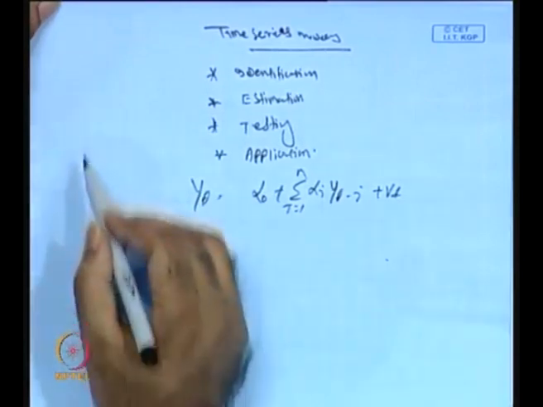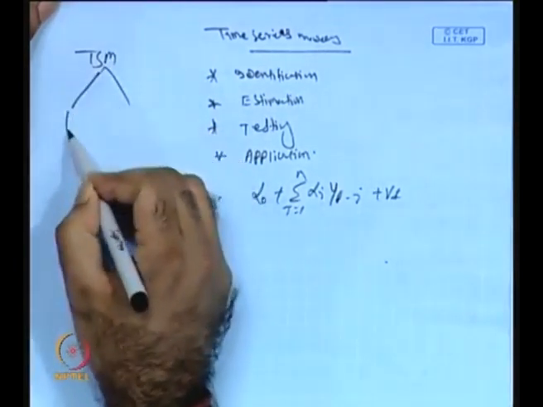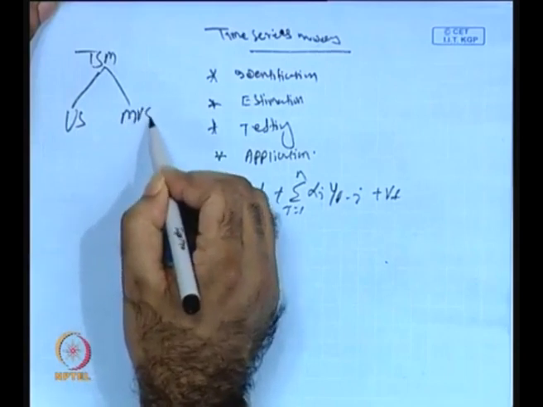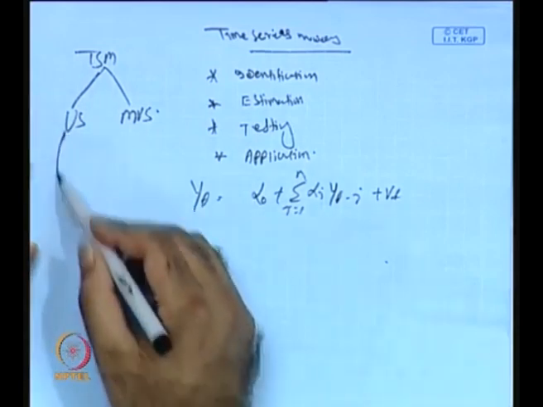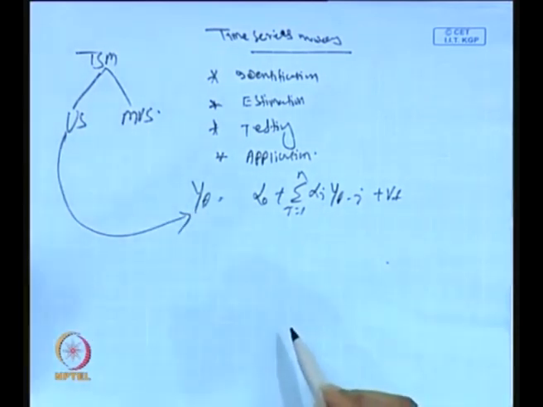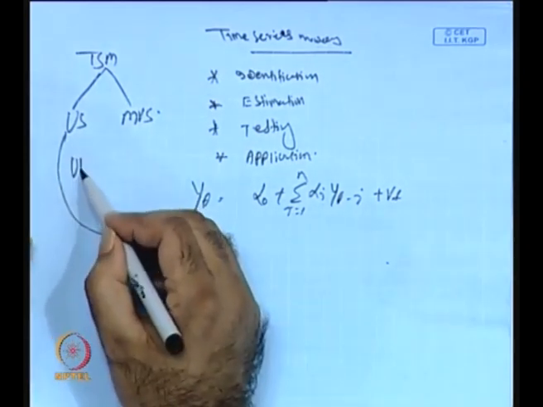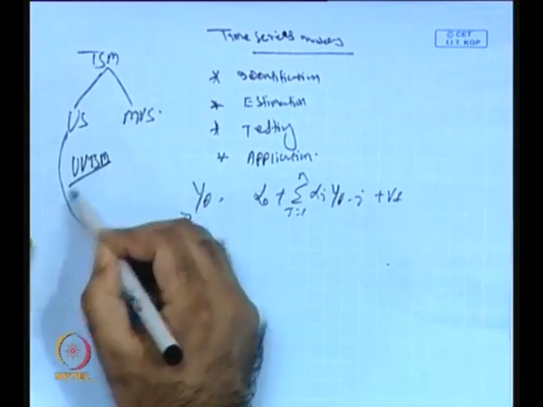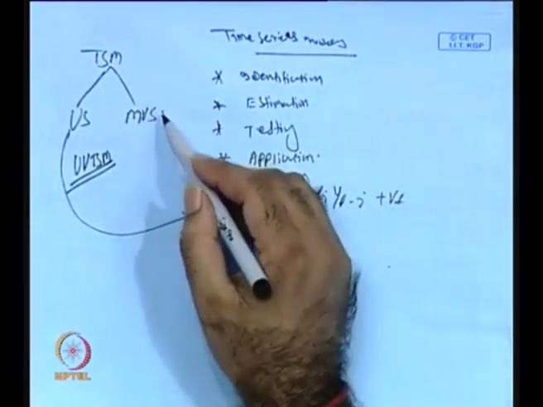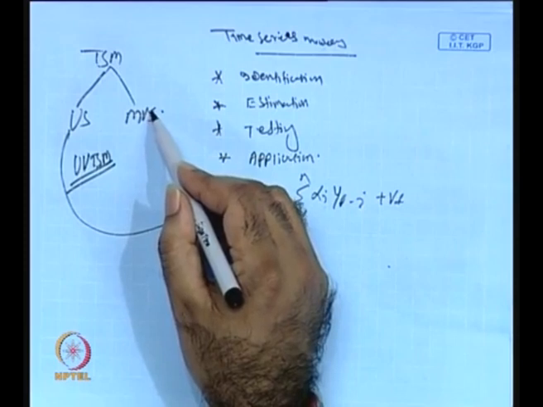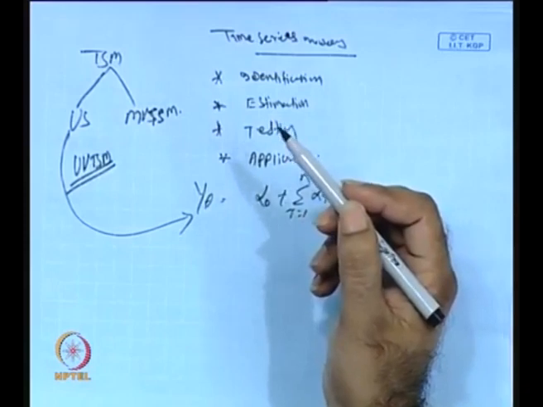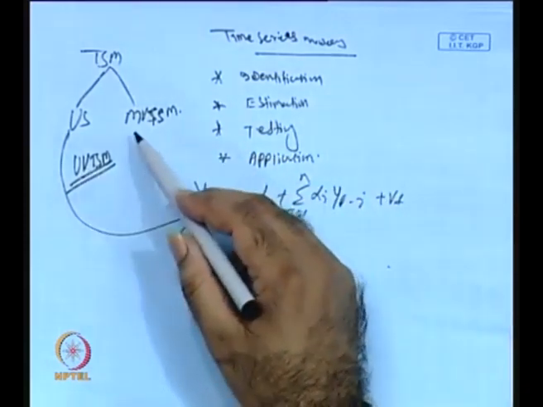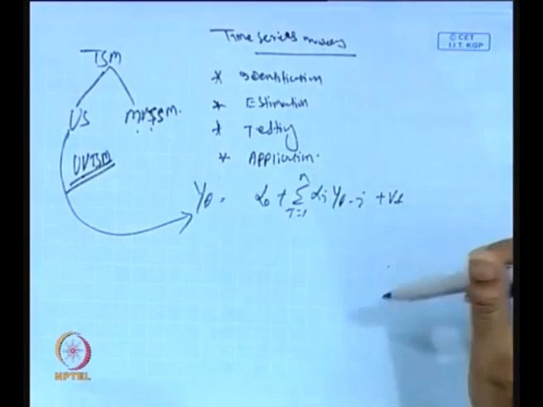So, basically time series modeling is in a univariate setup and in a multivariate setup. This is univariate time series modeling, UVTSM, and multivariate time series modeling, MVTSM. So, time series modeling with respect to univariate and with respect to multivariate, all right.